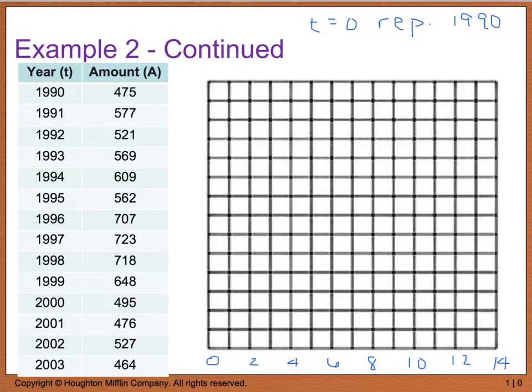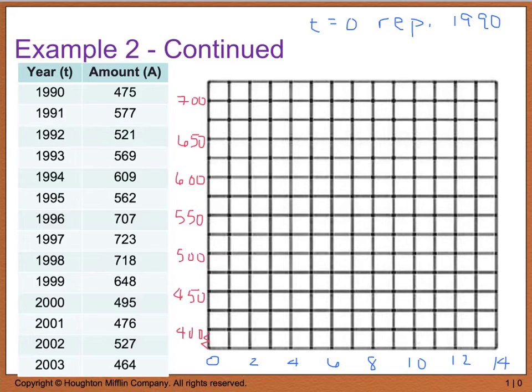Now, for your vertical axis, I notice that my data ranges somewhere between 400 and about 725. So I'm going to draw a little squiggle line to represent a break, and I'm going to start my data at 400 here. Then I'm going to go in increments of 25. So the next one will be 425, 450, 475, 500, 525, 550, 575, 600, 625, 650, 675, 700, and the last one will be 725.